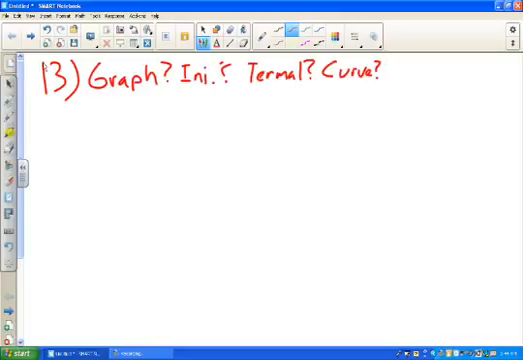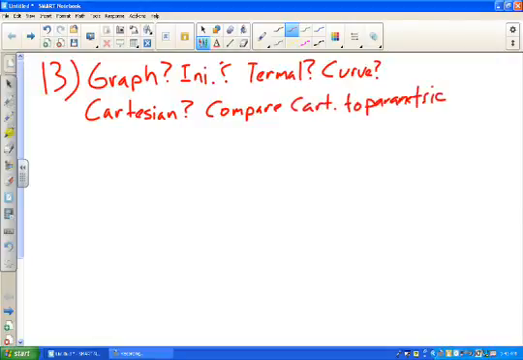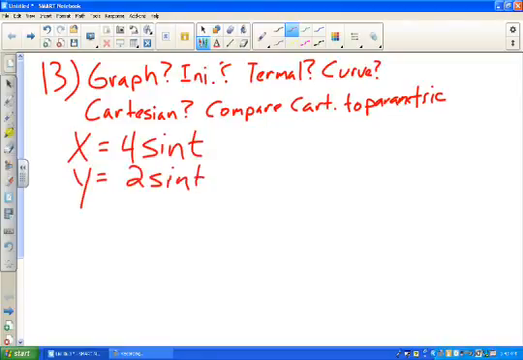Okay, we are asked to graph a parametric equation, find the initial and terminal point, the curve in which it goes, find the Cartesian equation, and compare the Cartesian equation to the parametric equations. For example number 3, we are given that x is equal to 4 sine of t and y is equal to 2 cosine of t, and t is bound between 0 and pi.